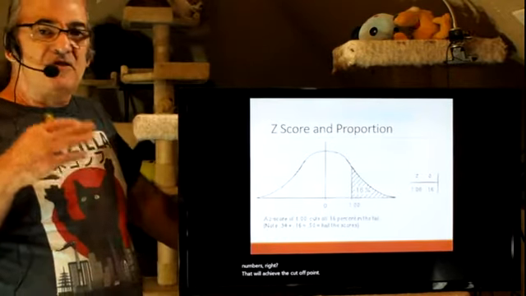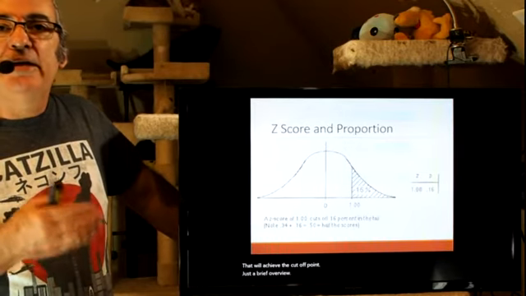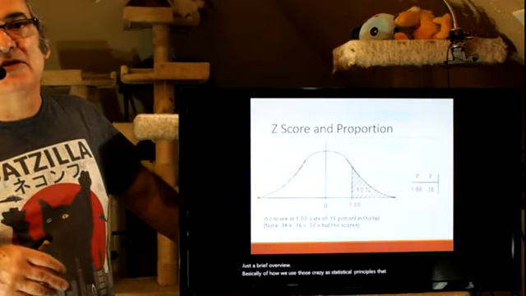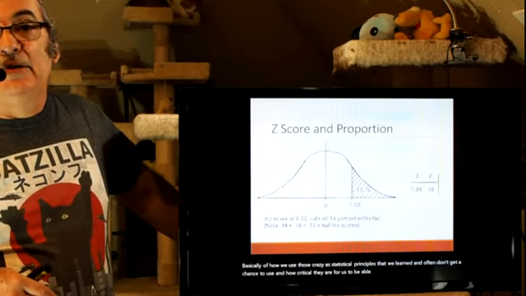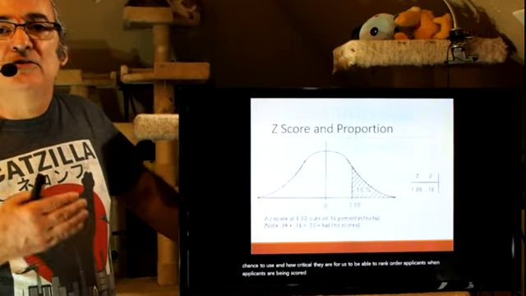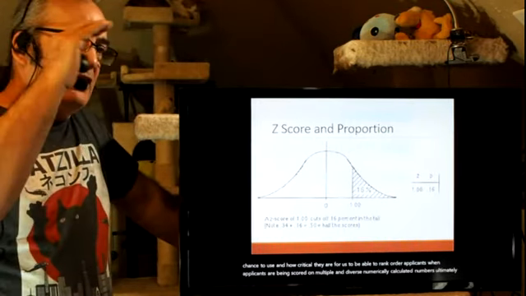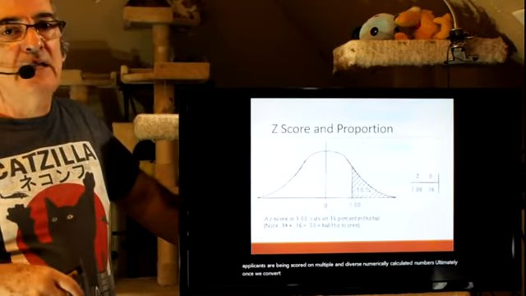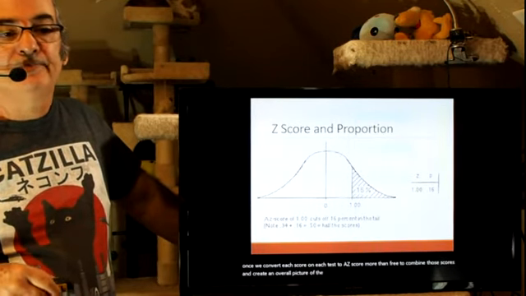So that's just a brief overview of how we use those statistical principles that we learned and often don't get a chance to use, and how critical they are for us to be able to rank order applicants when applicants are being scored on multiple and diverse numerically calculated numbers. Ultimately, once we convert each score on each test to a z-score, we're then free to combine those z-scores and create an overall picture of the applicant's quality.